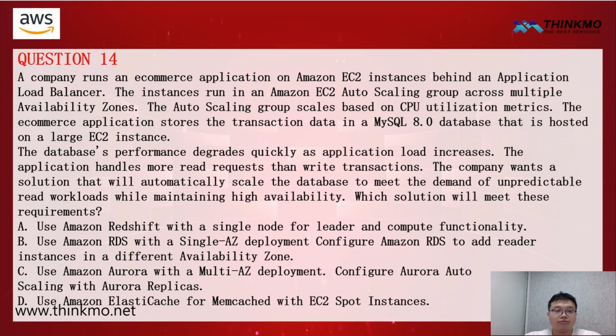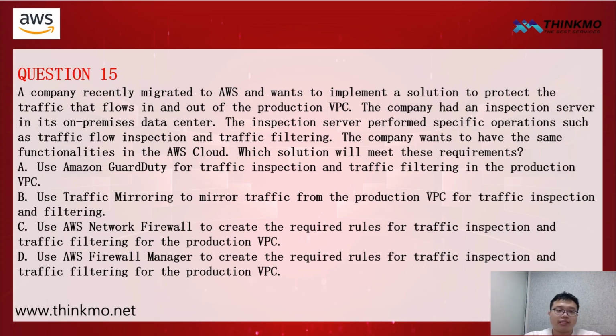Next, let's look at question 15. Question 15 is mainly about a migration issue. Right now, we need to protect the traffic going in and out of the production VPC. Now, we have an inspection server, and this inspection server needs to perform specific operations such as traffic inspection, traffic flow analysis, and traffic filtering. We need to have the same functionality within AWS. Which solution should we use?